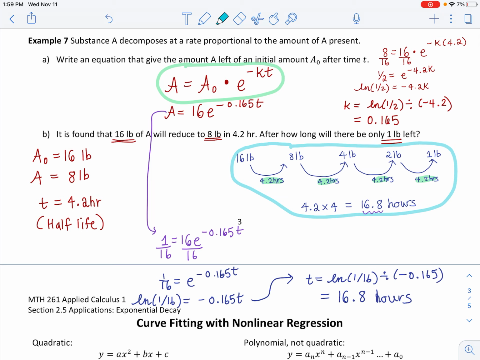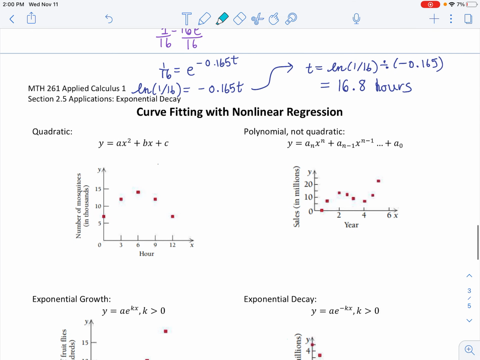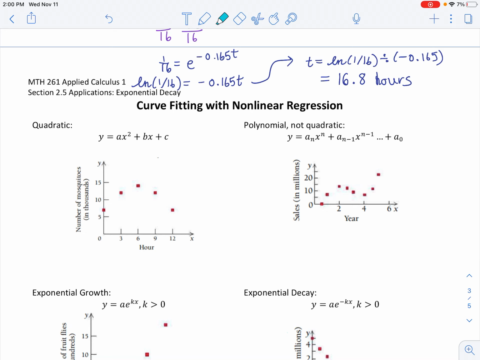But it doesn't mean that we don't know how to solve for k, that exponential decay rate. We know how to write that equation, and we can use that equation to solve for that unknown t value by plugging in 1 into a. So many different ways to do a single math problem, right? I love it. Technically this is it for section 2.5.